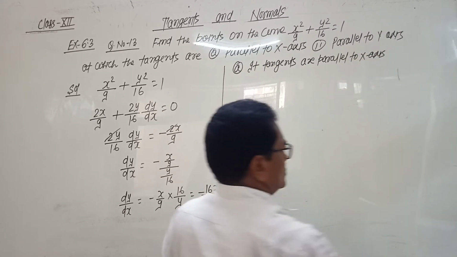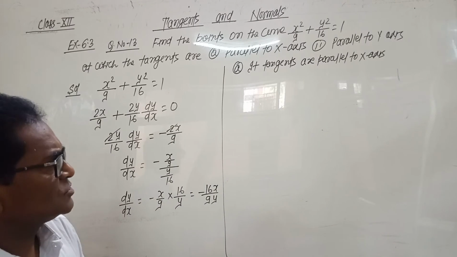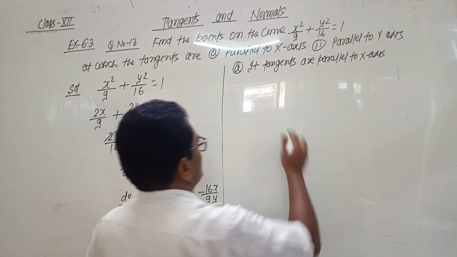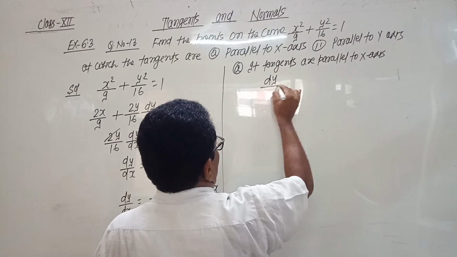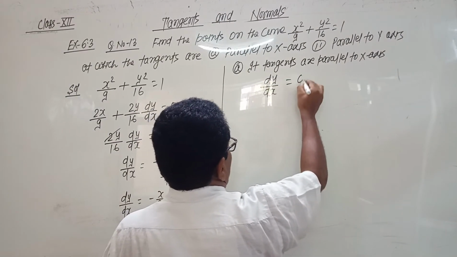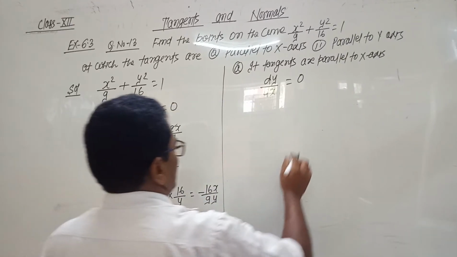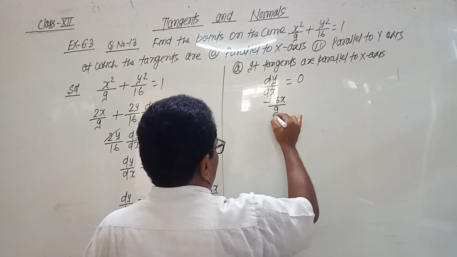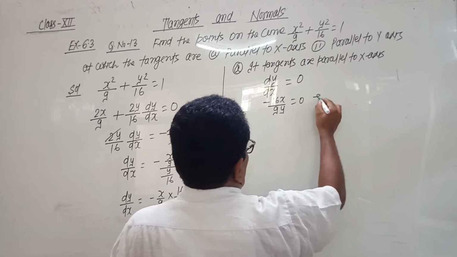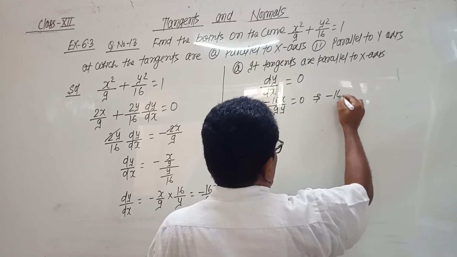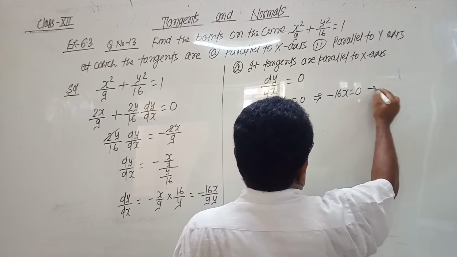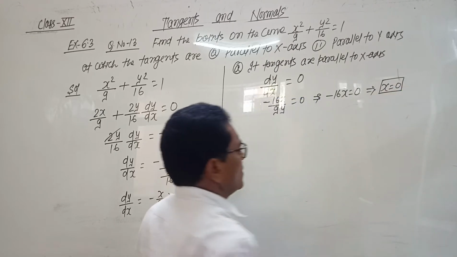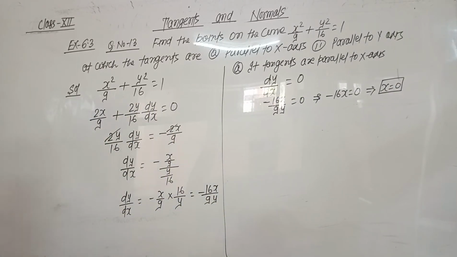then theta equals 0 and slope m equals tan theta, so m equals tan 0. Tan 0 equals 0. So if tangents are parallel to x-axis, then dy by dx equals 0. So the value of dy by dx is minus 16x upon 9y equals 0. By cross multiplication, minus 16x equals 0, and this implies x equals 0. So we get the value of x equals 0.